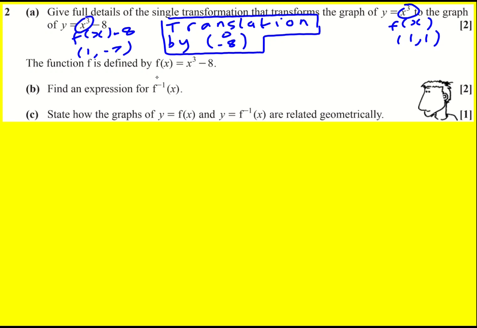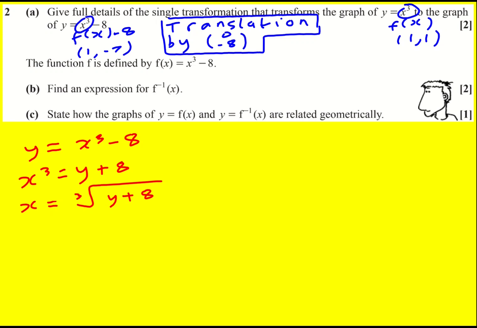Then the function f is defined by this f of x equals x cubed minus 8, and we're asked to find an expression for the inverse. So there's a nice way to do this, and I will talk a bit about what's going on, but we just say that y is equal to x cubed minus 8. Now this is taking me from an input to an output. So if I want the inverse, I want to go from the output to the input, so I need to make x the subject. X cubed will equal y plus 8, and therefore x will equal the cube root of y plus 8.